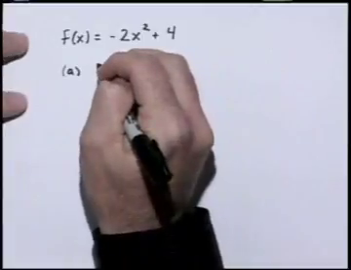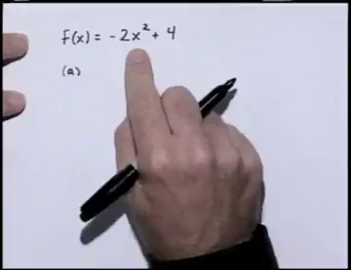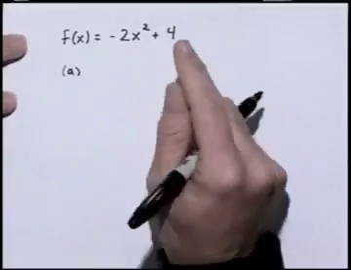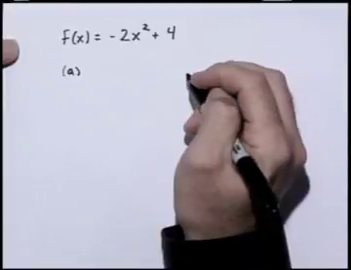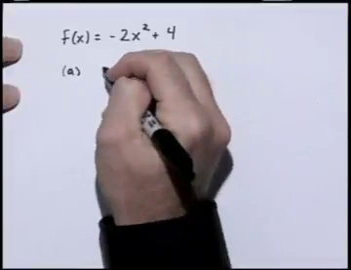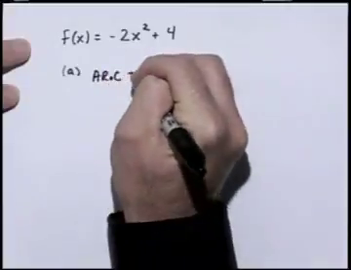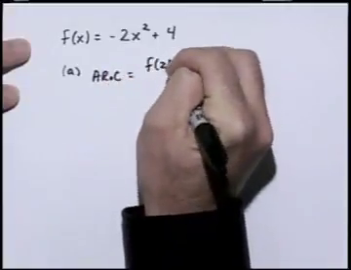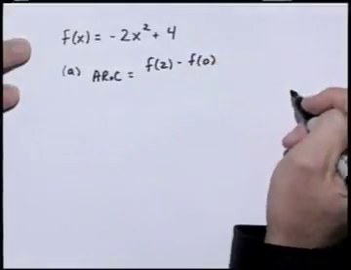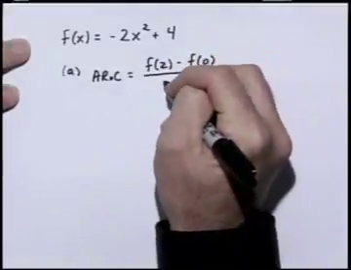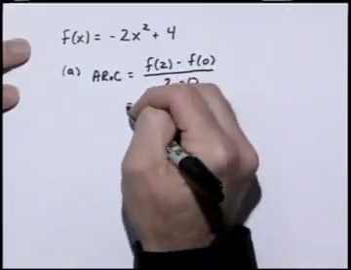That essentially means that we want to find the slope of the line connecting the points at x equals 0 and x equals 2. Remember, the slope of a line is the change in y over the change in x. So, for our average rate of change, we want the change in y, which using function notation is f of 2 minus f of 0, over the change in x, which is 2 minus 0.